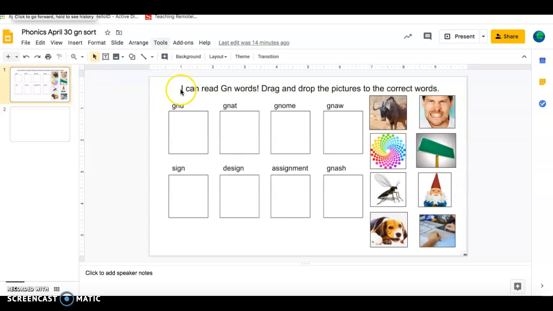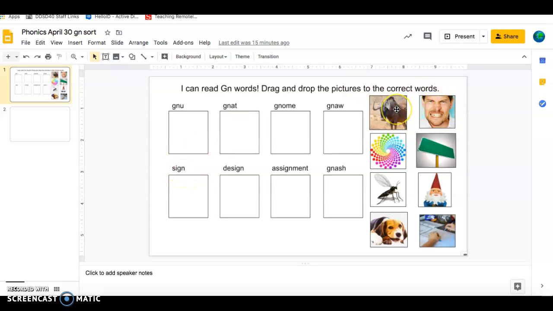For phonics today, we are working on I can read GN words. GN says "n" because the G is silent. Sometimes the GN is at the beginning of a word, like here, and here, and here, and here, and here. Sometimes it's in the middle of a word, like right here. And sometimes it's at the end of a word, like here and here.